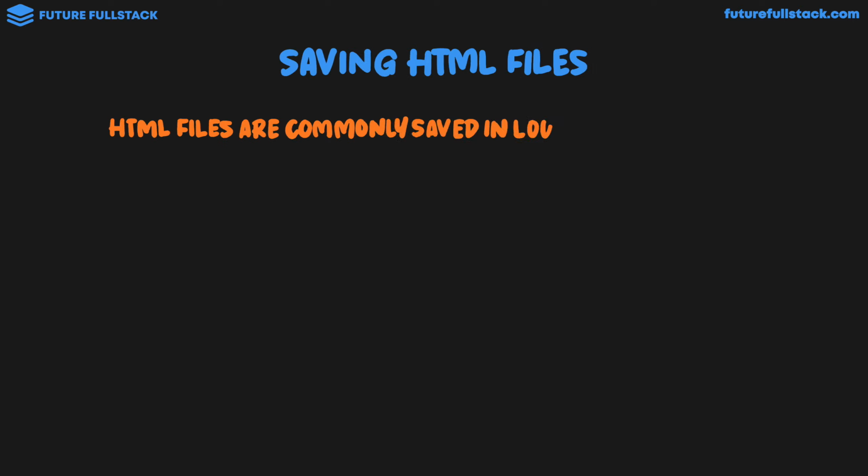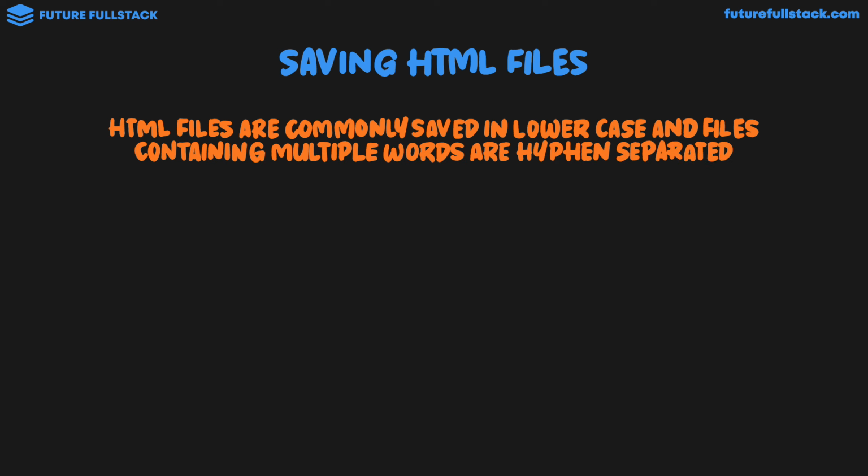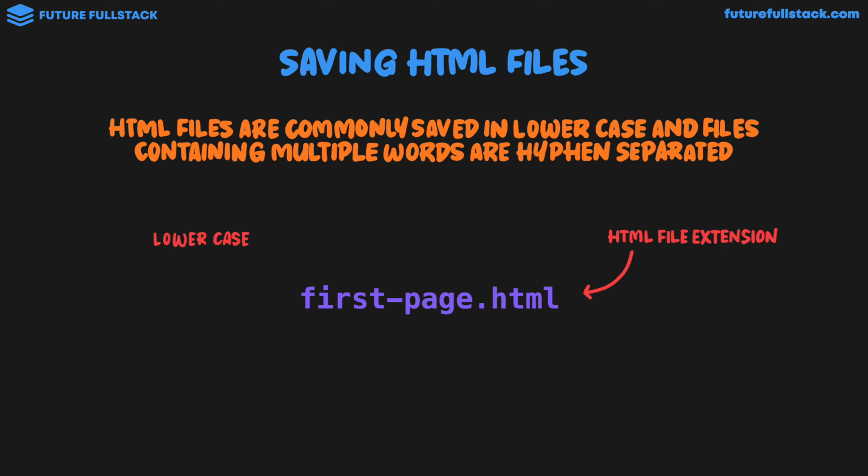Let's now take a look at saving HTML files. HTML files are commonly saved in lowercase, and files containing multiple words are hyphen separated. We'll soon be creating an HTML file called first-page. You'll notice that the file extension is .html, which means that this is an HTML file. It's all lowercase, and as there are two words, we separate the words by a hyphen. All right, let's jump into VS Code and make our first HTML file.